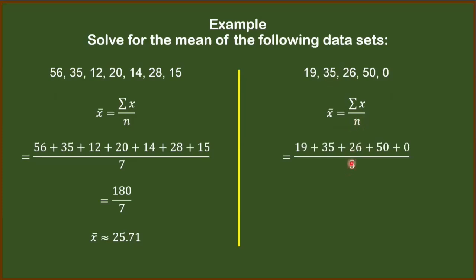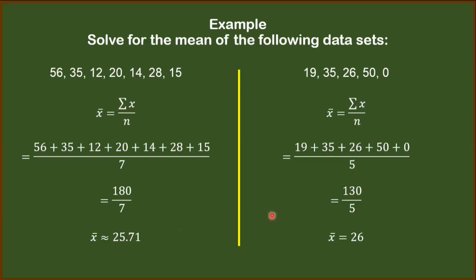And for n, we will have 5 because a total of 1, 2, 3, 4, 5 data are present in this set. So we have 19 plus 35 plus 26 plus 50 plus 0, and then the sum is divided by 5. So regardless of the value, even if that is too high or too low or even 0, we will consider that data because that is included in our dataset. So going further, adding all the dataset, we have 130, dividing it by 5, meaning the mean is 26.